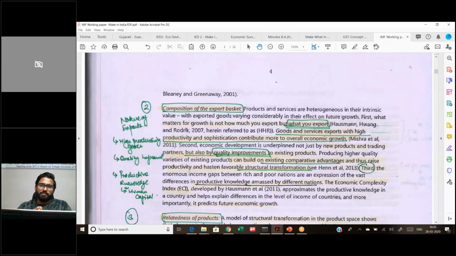The composition of the export basket. When we talk about the composition of the export basket, we will talk about how the goods and services, I mean, how much your growth will be, depends not only on what you export, but on the kind of sophistication and productivity that you have in your export basket. The more sophisticated products that you will have. Now we will describe what sophistication is, but just for your understanding, it's a technological breakthrough product, a product which requires a niche kind of work, labor or capital. So some kind of ubiquity. We'll talk about ubiquity as a word.